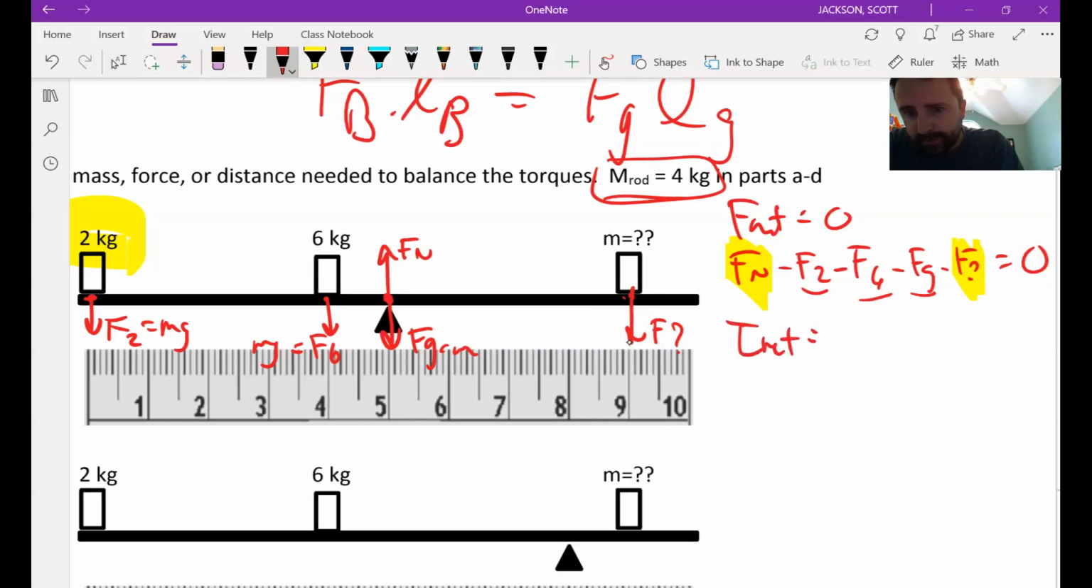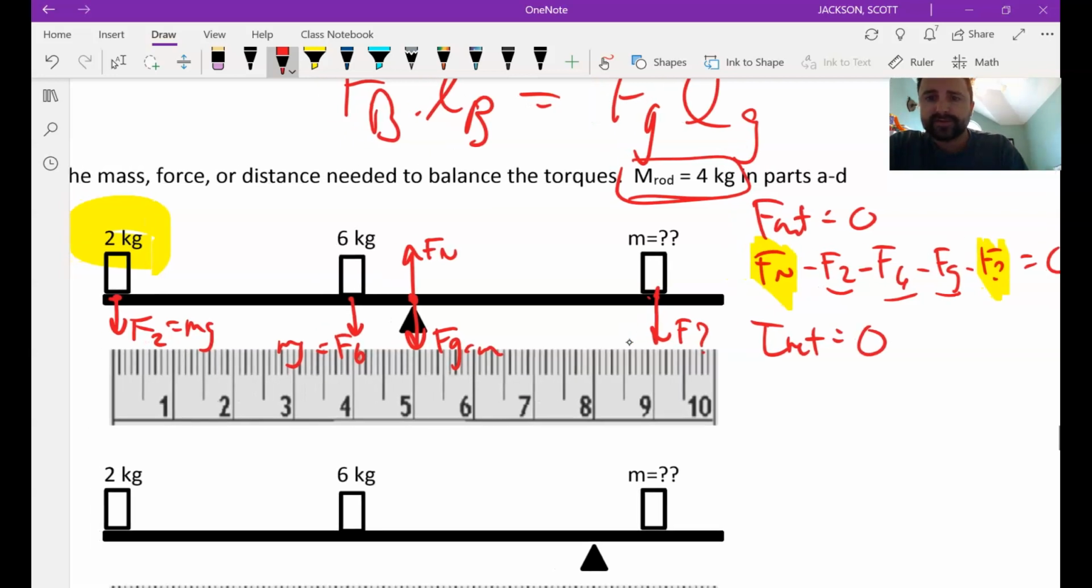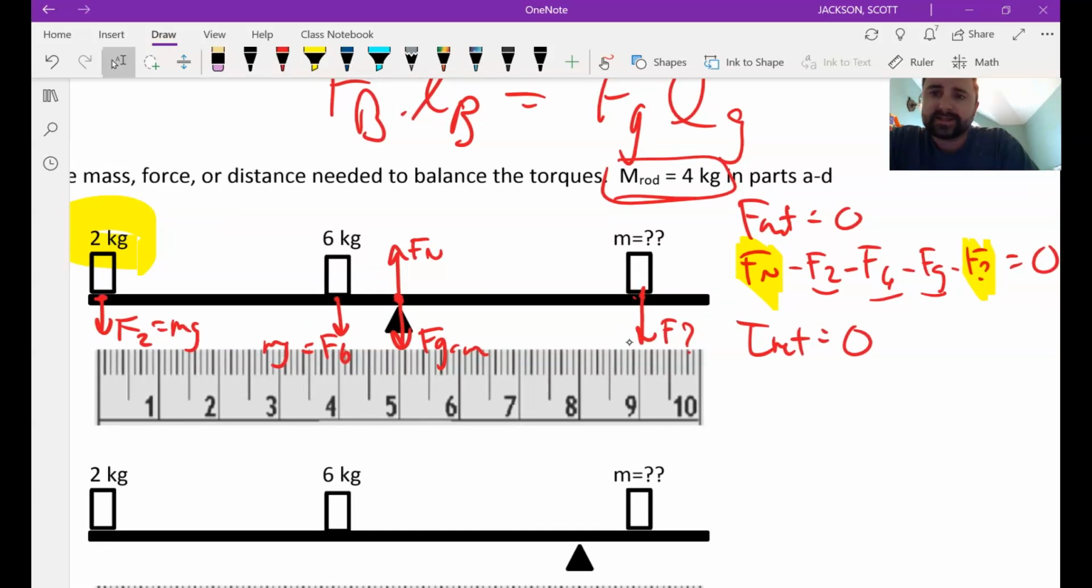So again, torque net equals 0. So this is now where we have to decide where to put our axis of rotation. I will tell you, you want to put your axis of rotation at a location to get rid of an unknown. So I'll either put it at the normal force, or I'll put it at F question mark. Now, what am I solving for? I'm solving for F question mark. So if I put the axis of rotation there, that then doesn't have a lever arm, so it won't create any torque, so it won't be in my equation. I can't solve for it. So it's a poor choice.